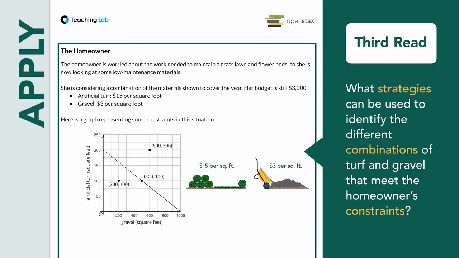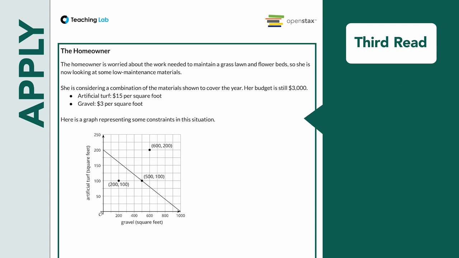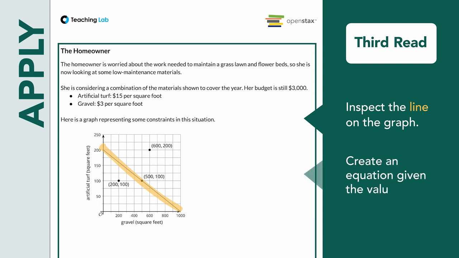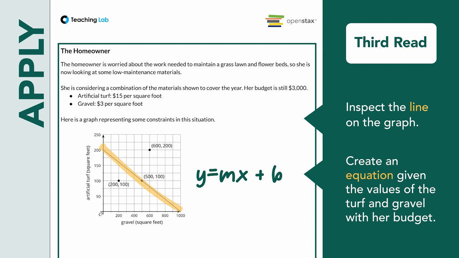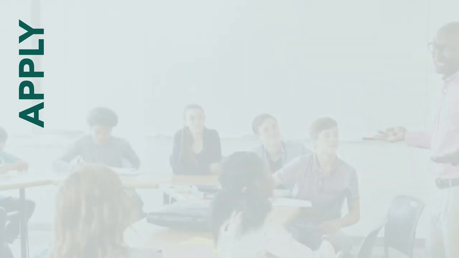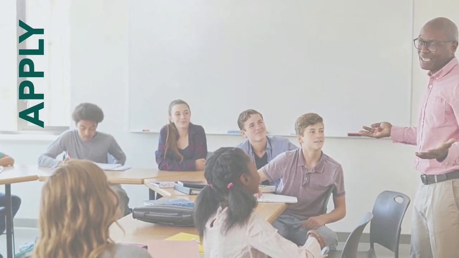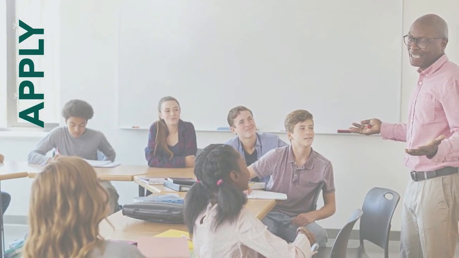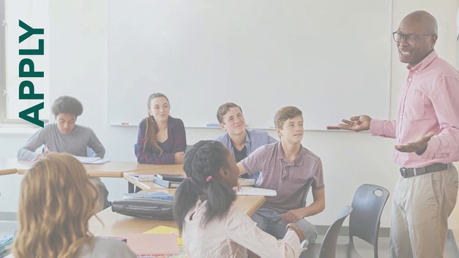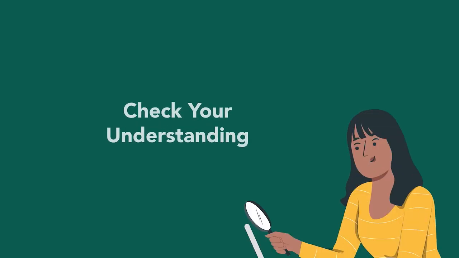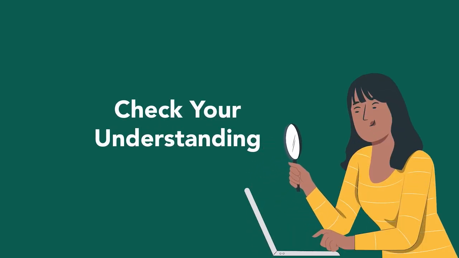You may have found two strategies to identify the different combinations of turf and gravel that meet the homeowner's constraints. Inspecting the line on the graph and using the information on the axes and in the coordinate pairs. Creating an equation given the values of the turf and gravel with her budget. What you just experienced is an application of 3 reads through a reading purpose and 3 intentional reading foci. Check your understanding of the routine with a few questions.